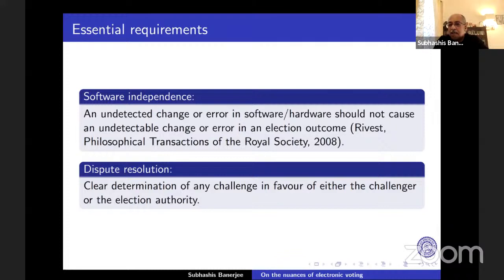Which is to say that there should be an audit procedure that should be able to catch it. If that is not the case, that election protocol is incorrect. This was Ron Rivest's definition. Suppose you are using election hardware, and if the election hardware has gone wrong and done something wrong, it should always be possible to detect that. Whether you detect that using an audit or not is immaterial, but the possibility should exist. And the second desideratum is dispute resolution. Suppose a voter raises a dispute that my vote was not recorded correctly. So I voted for BJP and it recorded Congress, for example. There has to be a clear determination either in favor of the voter or in favor of the election authority. It should be clearly determined who is lying, which of the two has made a mistake.